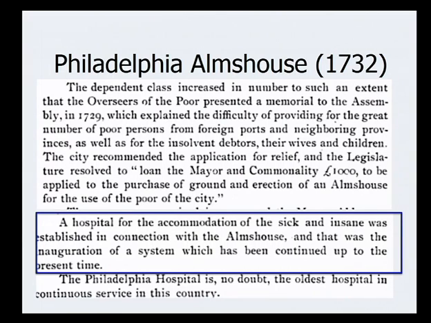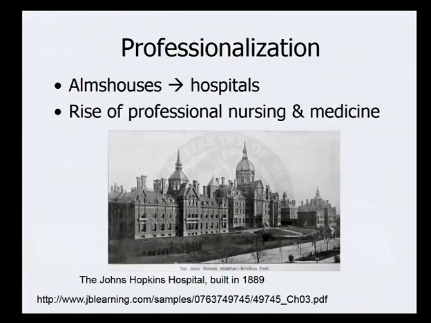The dependent class increased in such number to such an extent that the overseers of the poor presented a memorial. I think that's a resolution explaining how problematic it is with all these poor people coming in. They said there should be help for these people in an almshouse, and then they add that in addition to the almshouse, there has to be a hospital for the sick and insane, and that's the Philadelphia Hospital.